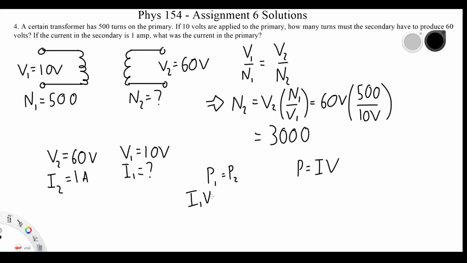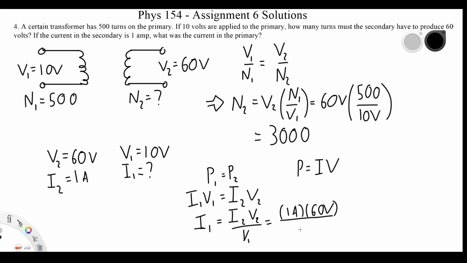So that's what we're going to do. Here we have I1 V1 is equal to I2 V2. Divide both sides by V1, and we're left with I1 is equal to I2 V2 all over V1. So that's going to be 1 amp times 60 volts divided by 10 volts. Volts cancel, and we're left with I1 is equal to 6 amps.